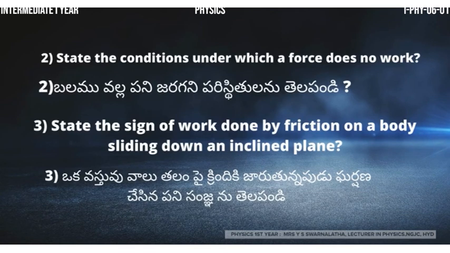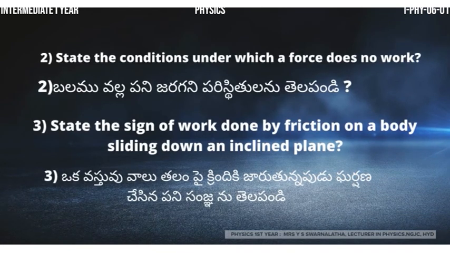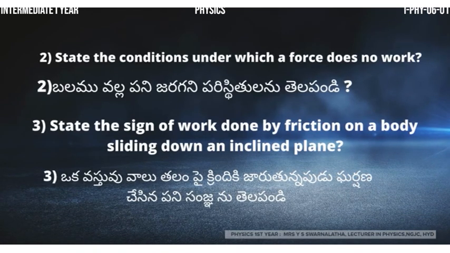The next question for assignment is: state the conditions under which a force does no work.